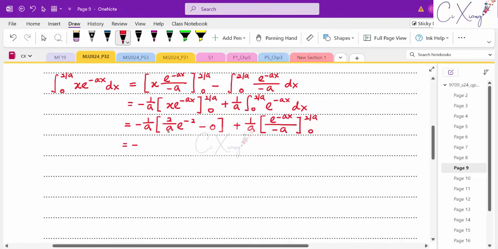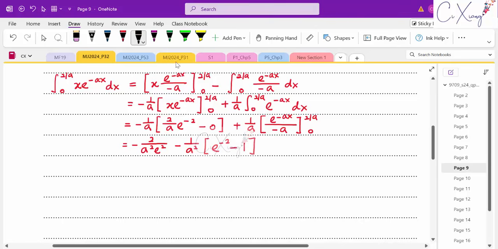Then now for the first term here, we can try to simplify first. I'm having negative 2 over a square, then e square. Then minus. For the negative a here, I will bring it out, become negative 1 over a square as well. Then now substitute 2 over a into the e power negative ax. So I'm having e power negative 2. Then minus, substitute 0 into this term here. E power 0, you get a 1.